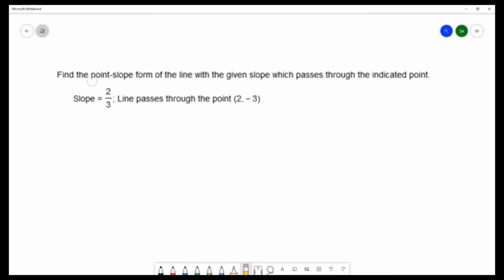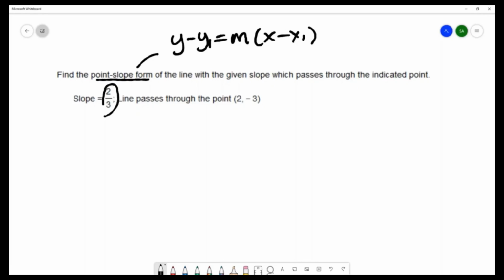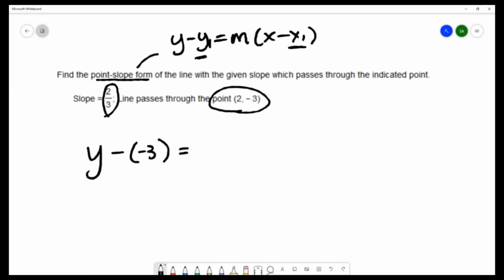In this question, I want to find the point-slope form of the line with the given slope which passes through the indicated point. A point-slope form of a line is y minus y1 equals m times x minus x1. M is the slope of 2/3, and x1, y1 is a point on the line. So I'll substitute those values in. Y minus negative 3, that's the y-coordinate of the point, minus 2/3 times x minus 2. 2 is the x-coordinate of the point.